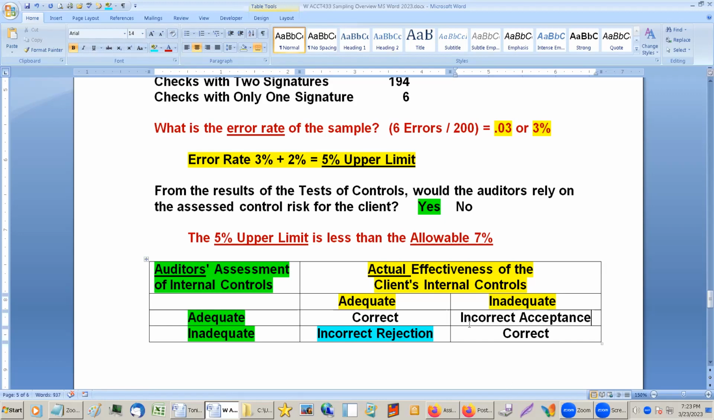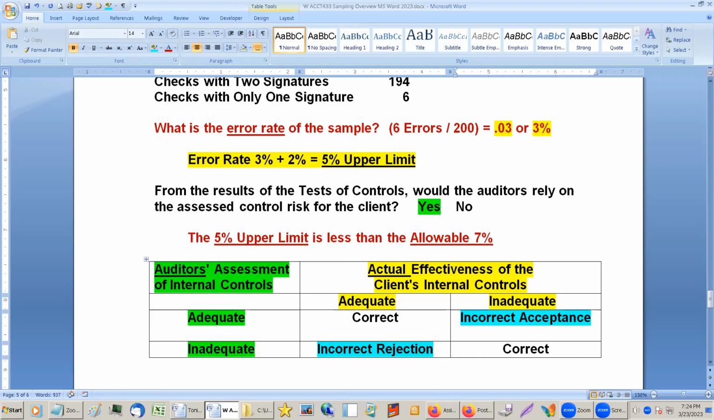So this will be an incorrect acceptance. We accepted it when we shouldn't have. We thought the controls were okay, but they're not. Which one of these is the most dangerous? Which one of these will lead you to think everything's okay when it really isn't? The incorrect acceptance.